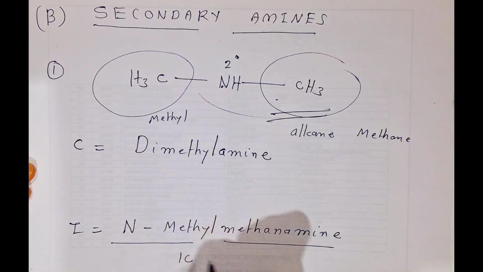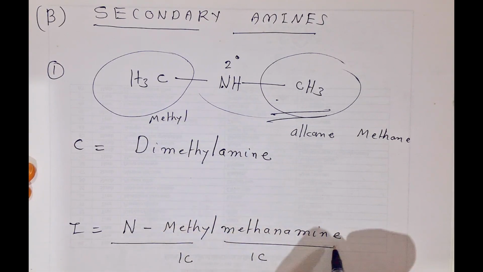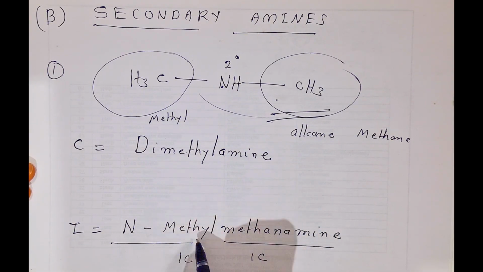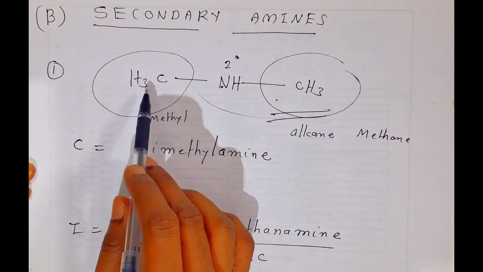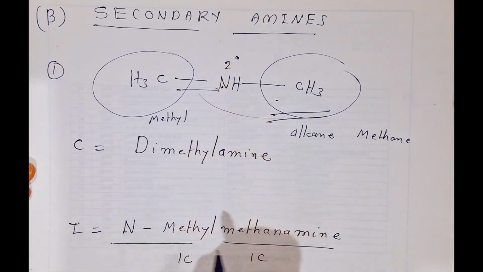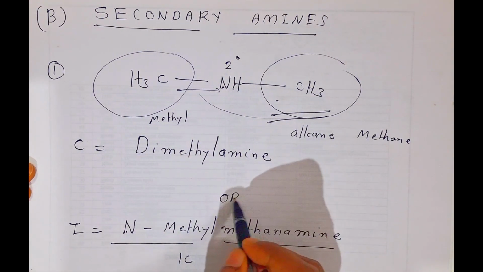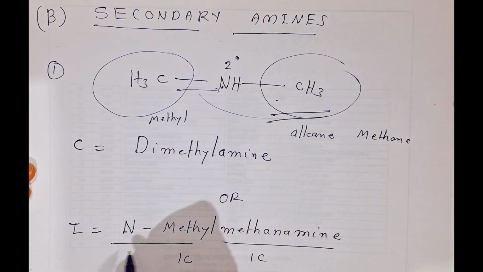Methanamine: this is 1 carbon, methyl is also having 1 carbon, and this is a nitrogen, that is amine. So N-methyl, why N, students? This methyl is directly attached to the nitrogen of this amine, so we call it N-methyl methanamine. Okay students, so dimethylamine is nothing but N-methyl methanamine.